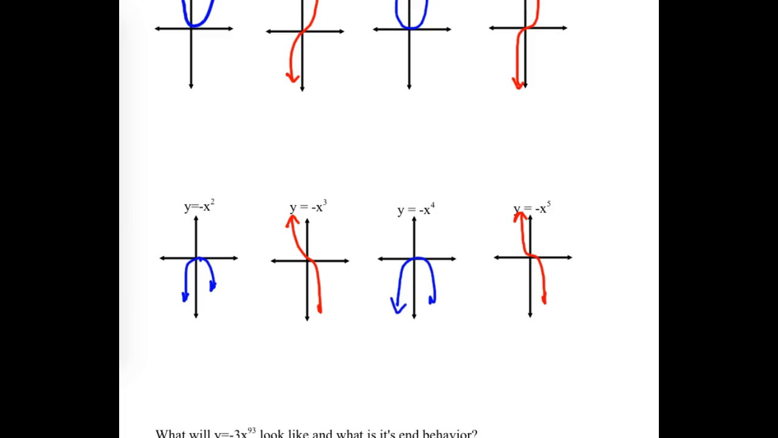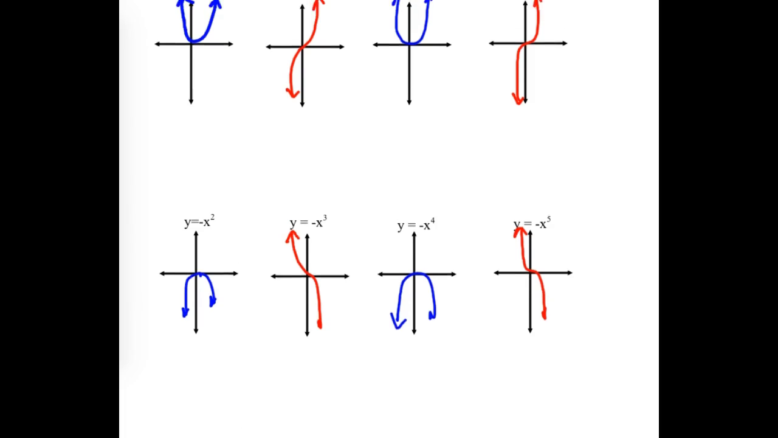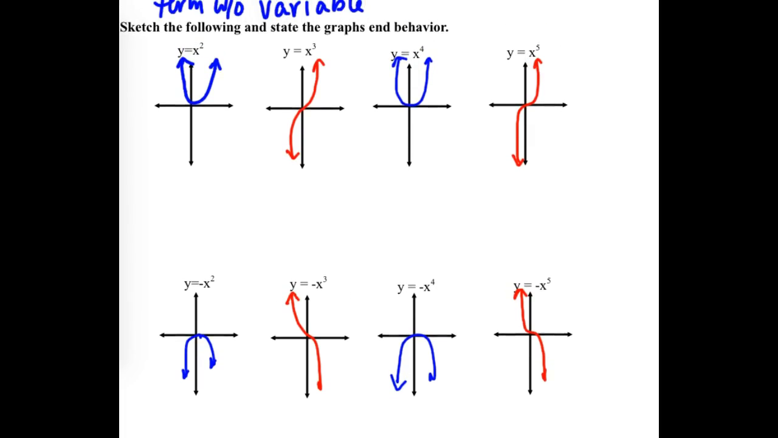Okay? Now, I did kind of color code them. So if you look at all the blue ones, they have similar shapes. Either both arrows are pointing up or both arrows are pointing down. If you look at all the red ones, again, similar shapes, but arrows are pointing in opposite directions. So on one side of your graph, the arrow's pointing down. On the other side, our arrow's pointing up.